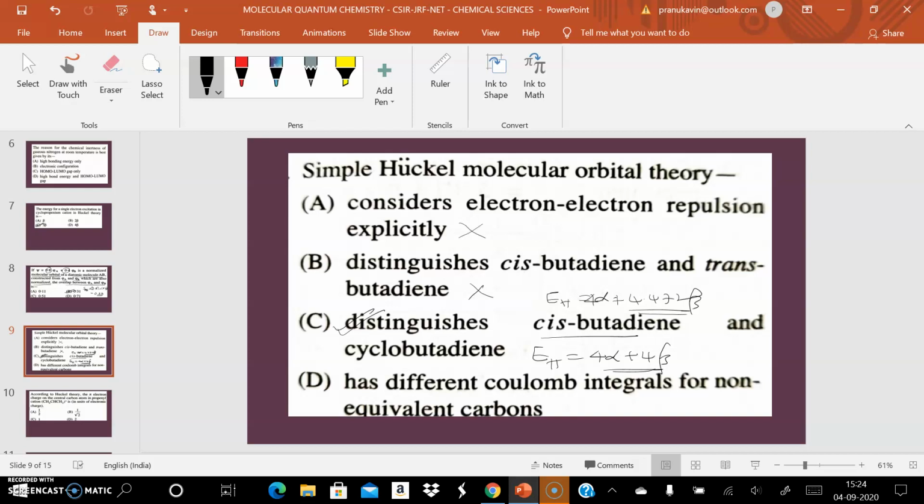So you can distinguish butadiene from cyclobutadiene, but we cannot distinguish cis-butadiene from trans-butadiene. For cis-butadiene and trans-butadiene, Huckel theory will predict the same pi electronic energy for the system, right? So the correct option is C. Then what about option D? Has different Coulomb integrals for non-equivalent carbon atoms. No, in simple Huckel theory, whatever the carbon may be, the Coulomb integral for the carbon is always alpha. So the correct option for this question is option C.